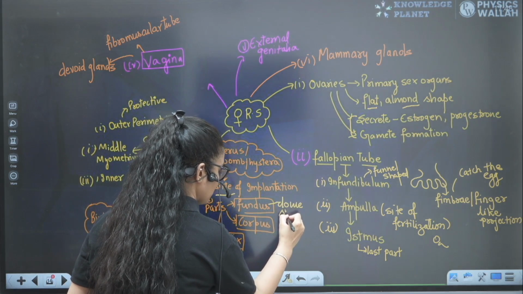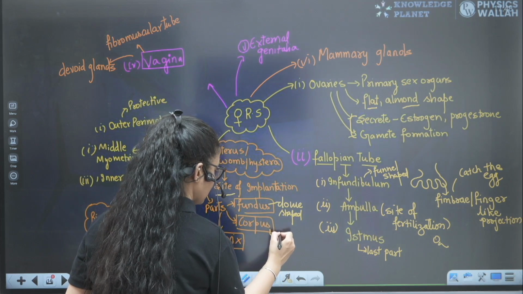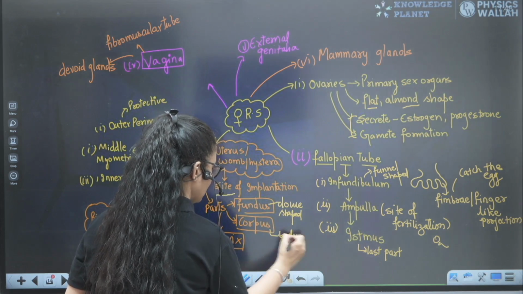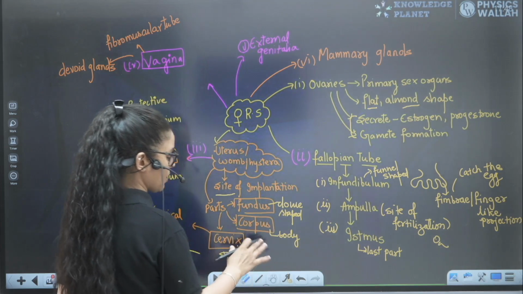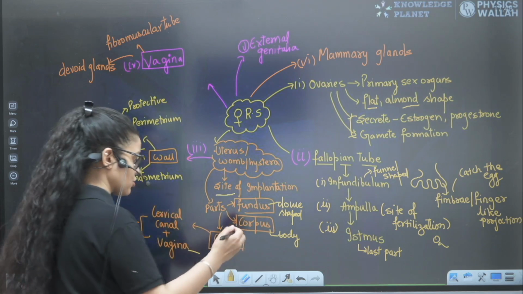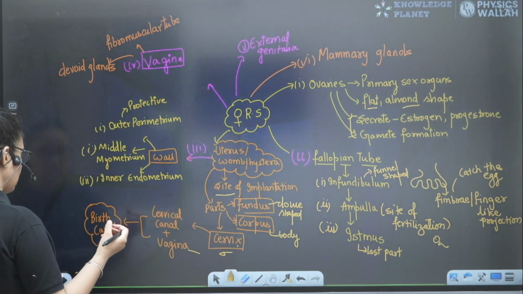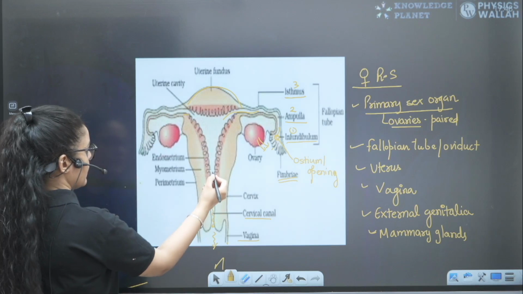So fundus is nothing but the dome shaped structure, right? And corpus is known as the body part. This corpus part is the main, common site for implantation, right? And the cervix region is basically the narrow part of the uterus that you can see, right?